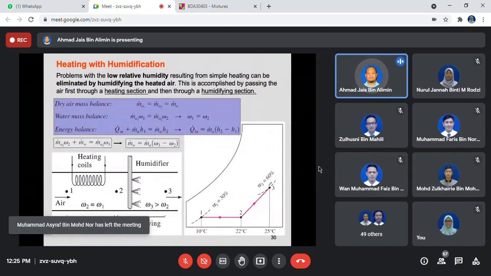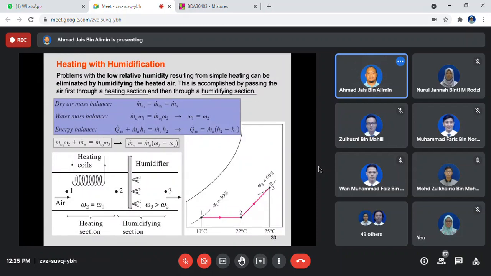If you are facing a situation of heating with humidification, you want to increase the temperature, but at the same time you want to increase the presence of water vapor. This is called heating with humidification. You accomplish this demand by passing the air first through a heating section, and then through a humidifying section. The mass air balance remains the same, and then you have the water mass balance, and then the energy balance analysis. Schematically, this is what happens.